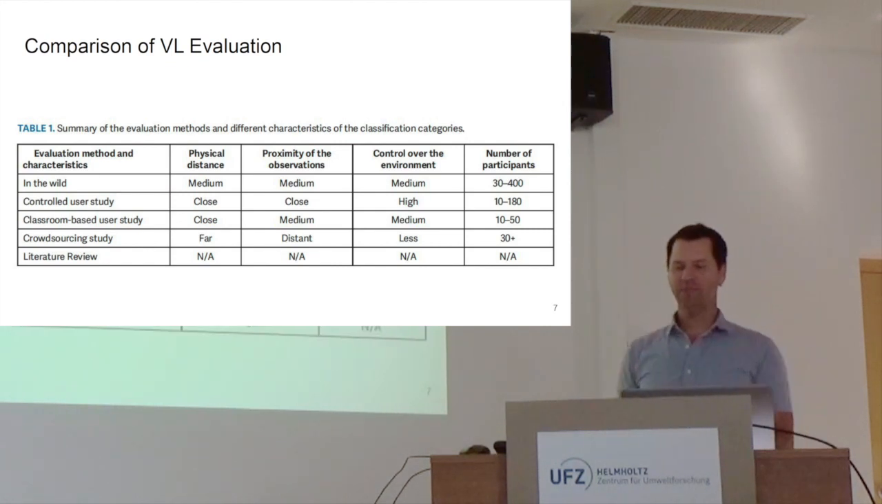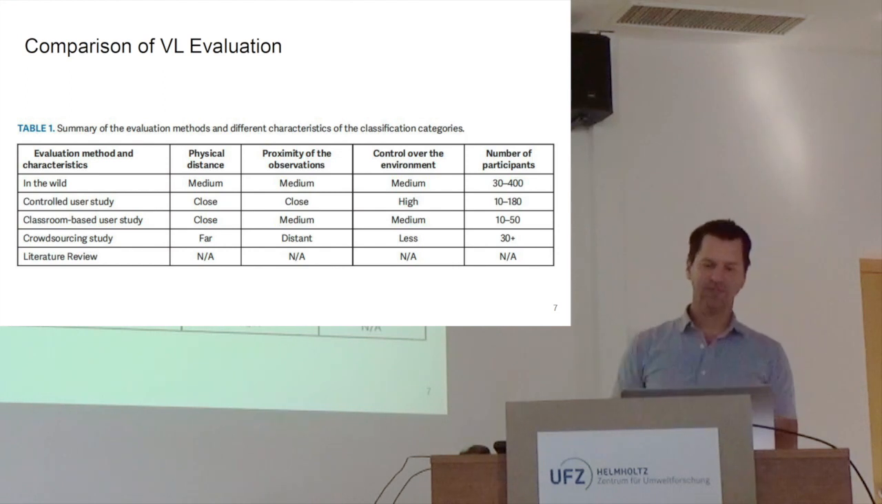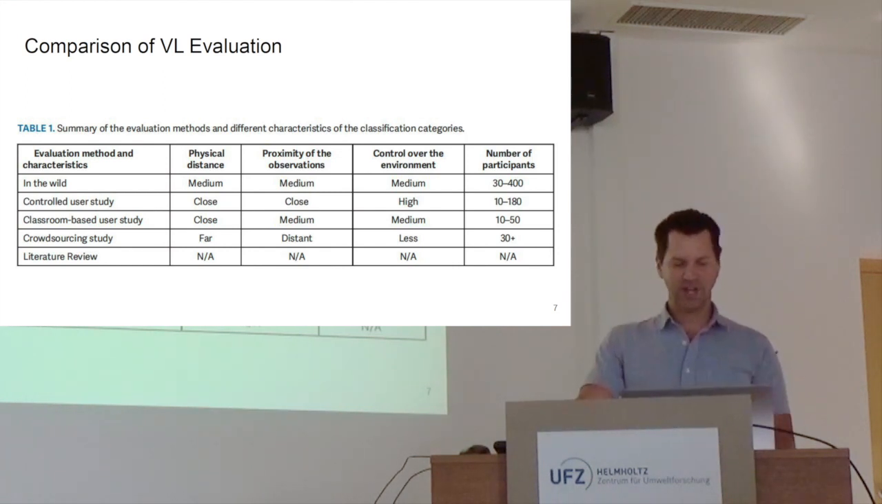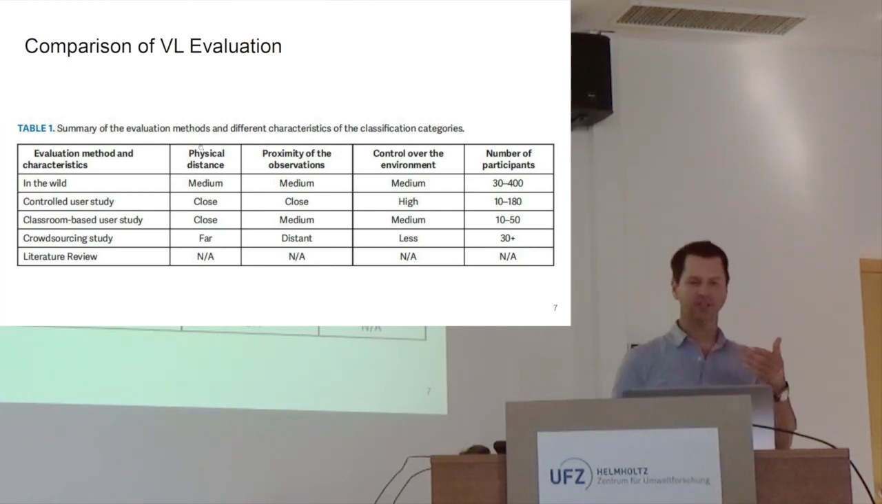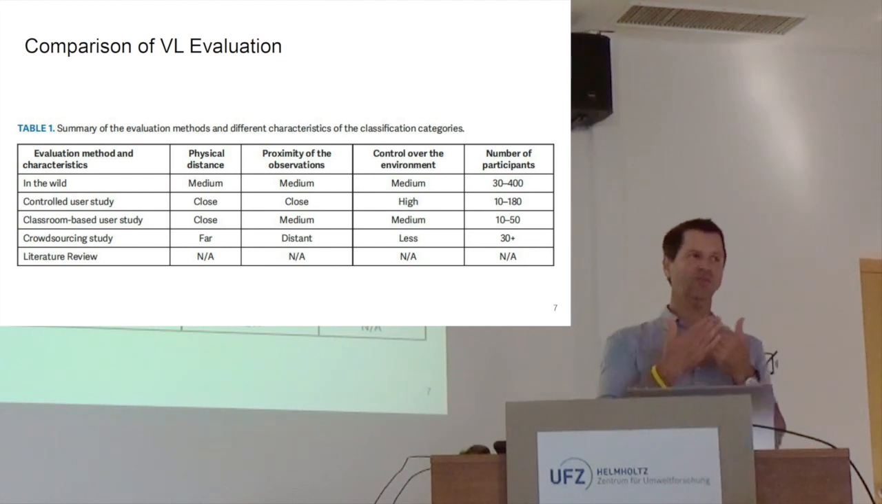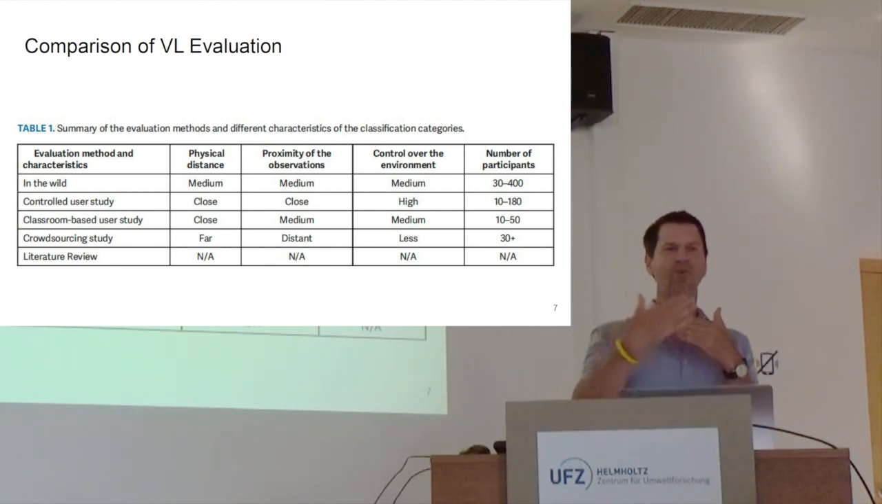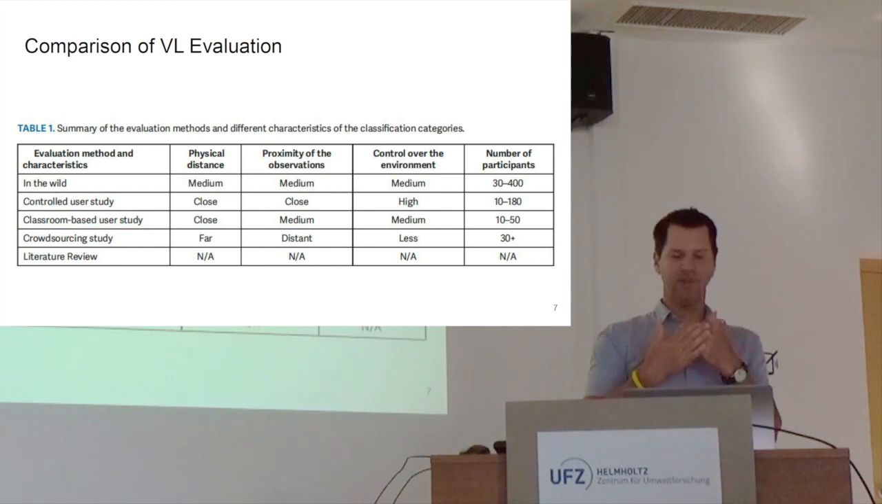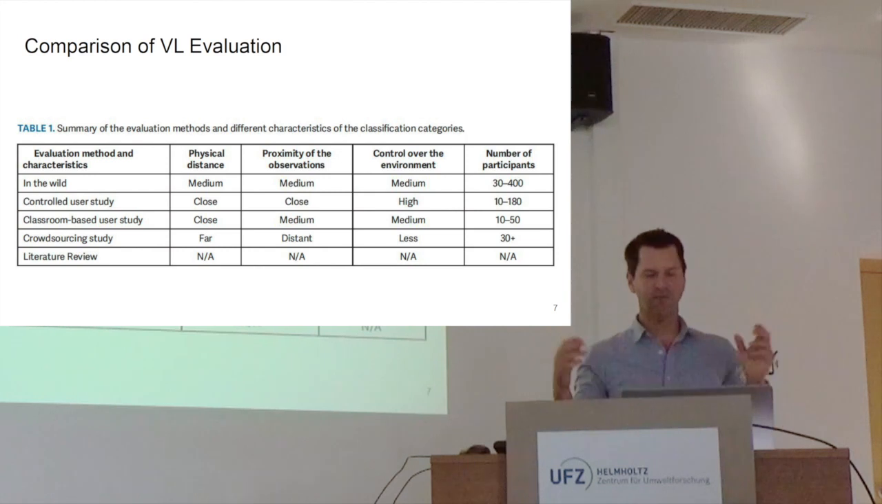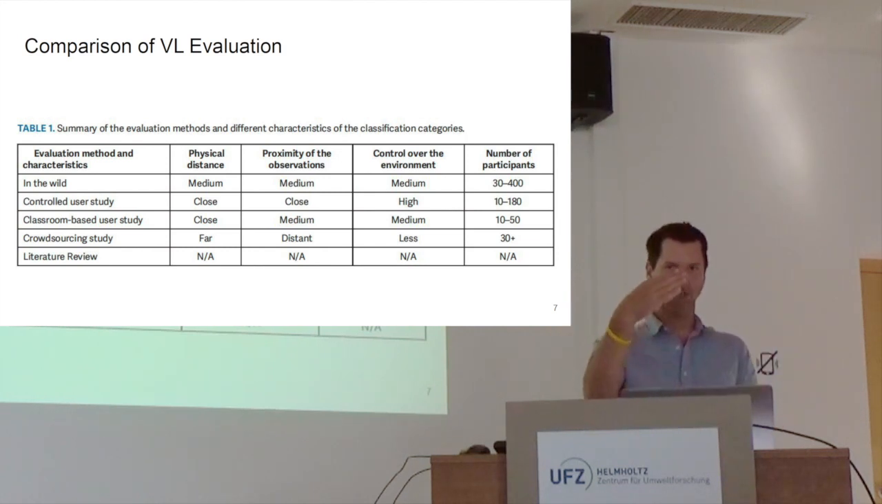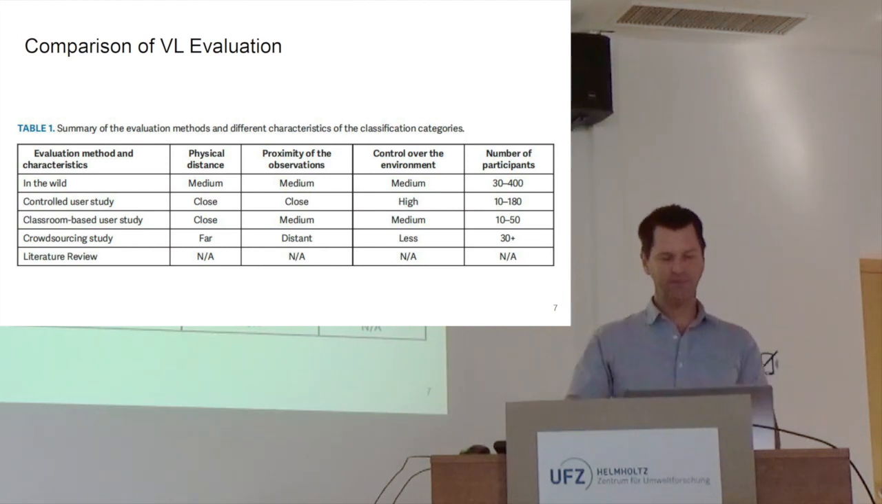We try to compare these different styles of evaluation in a summary table from different dimensions, like the physical distance the participants are from the people conducting the experiment. So when you observe a participant in an experiment, how far away are you from that person? That's one of the variables in these different environments. In the wild, we could say that's a medium, an arbitrary word, but at least it's a distance that's visible.